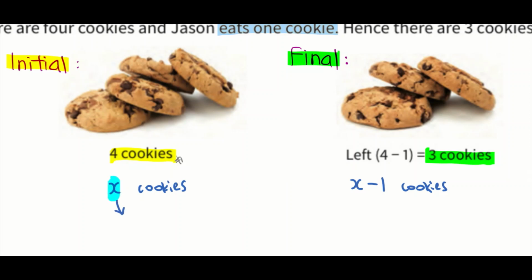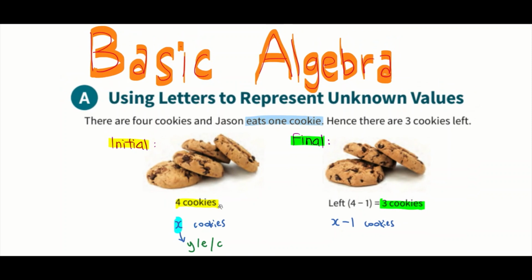Okay? So other than x, can we use another letter? Yes. What letter can we use? We can use y instead. Any other letter? Yeah, e also can. You want to use c for cookie also can. a also can. Basically any alphabet. So algebra is about your alphabets.